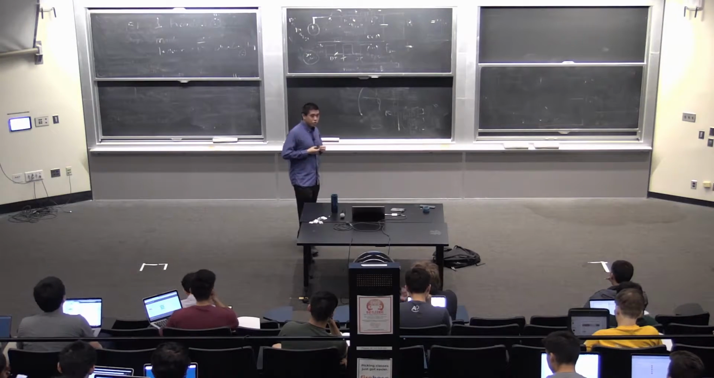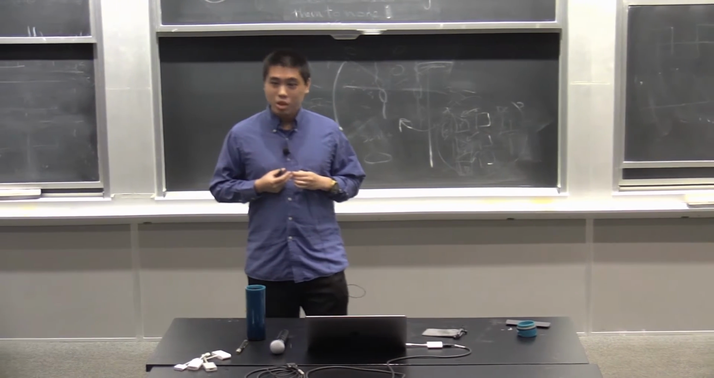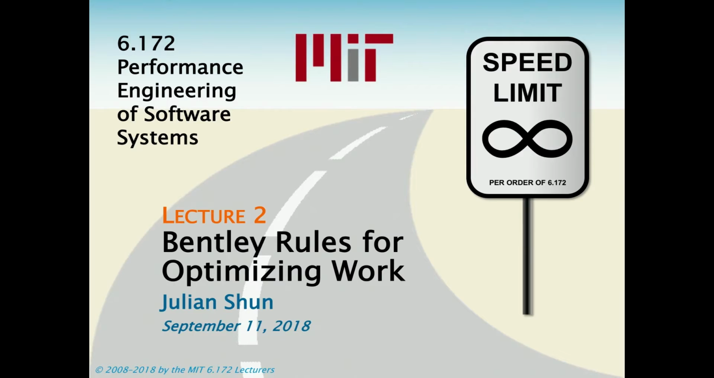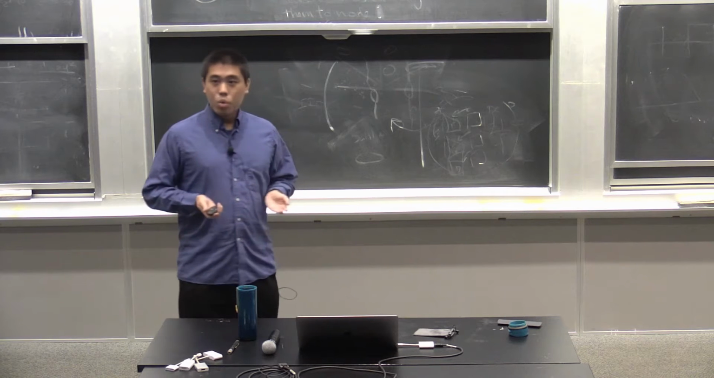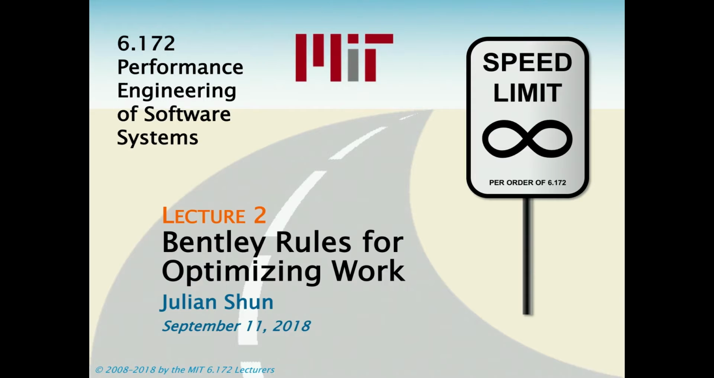So, welcome to the second lecture of 6172, Performance Engineering of Software Systems. Today we're going to be talking about Bentley rules for optimizing work. All right, so work. Does anyone know what work means? You're all at MIT, so you should know.